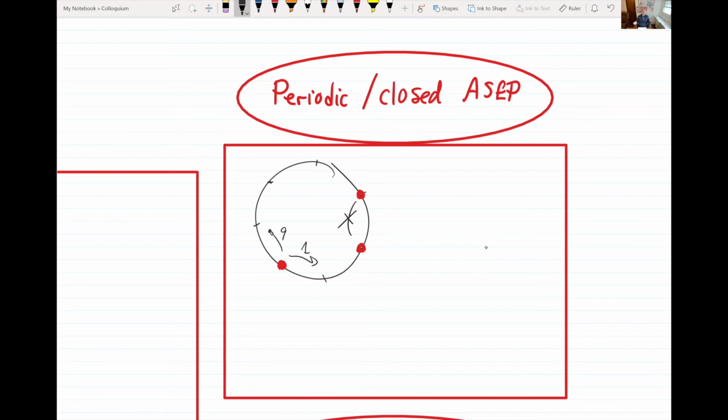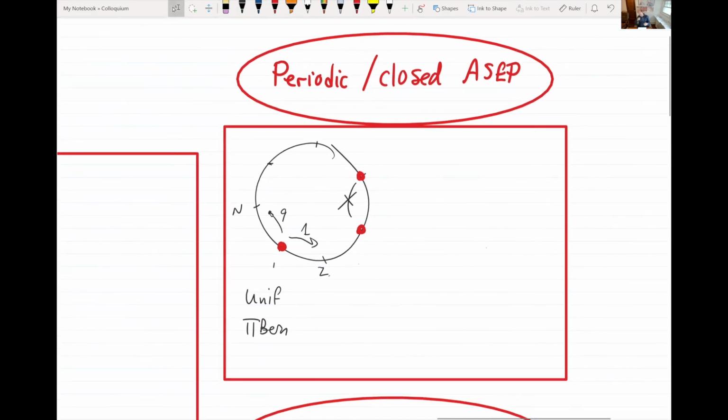And the answer is, if you fix the number of particles, then it's uniform. Let's look at the uniform configuration of k particles over all possible locations. If there's n locations, and you have a subset of them, you just take uniform. So uniform is invariant. Or you could actually take product Bernoulli. So if you just flip a coin and identify particles with heads, then that will also be an invariant measure. So this is a very simple setting. This is the simplest situation that I alluded to earlier.